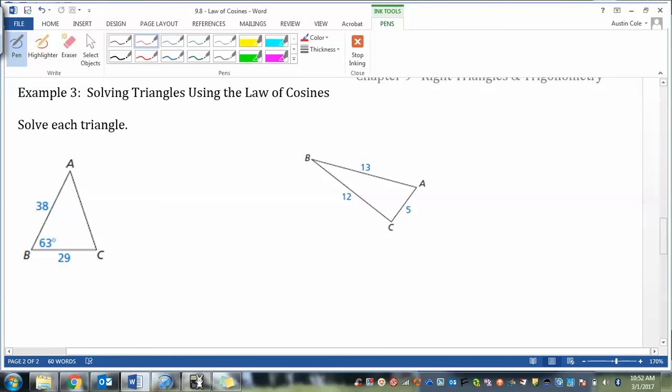Okay. Last one, solving each triangle. And again, I'm going to put in here, find all missing pieces.